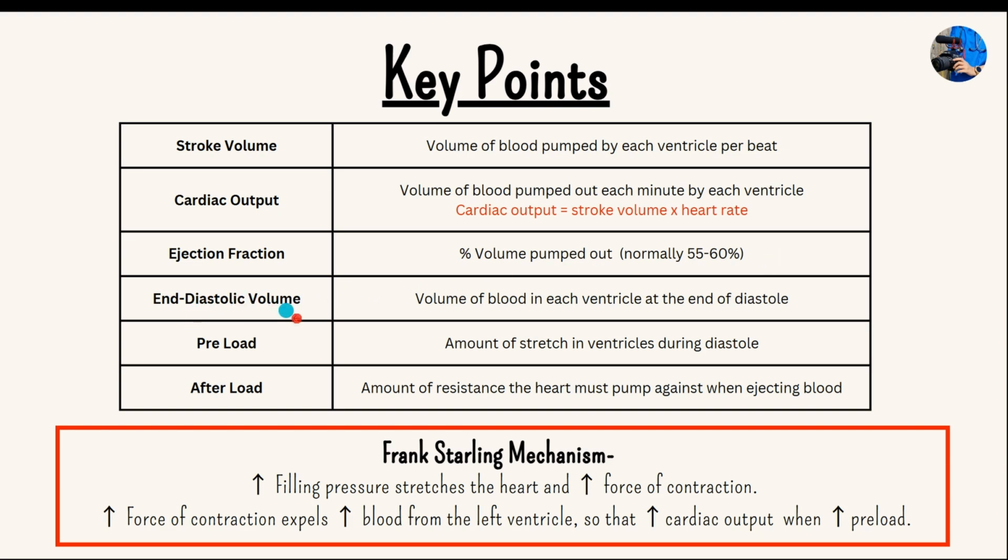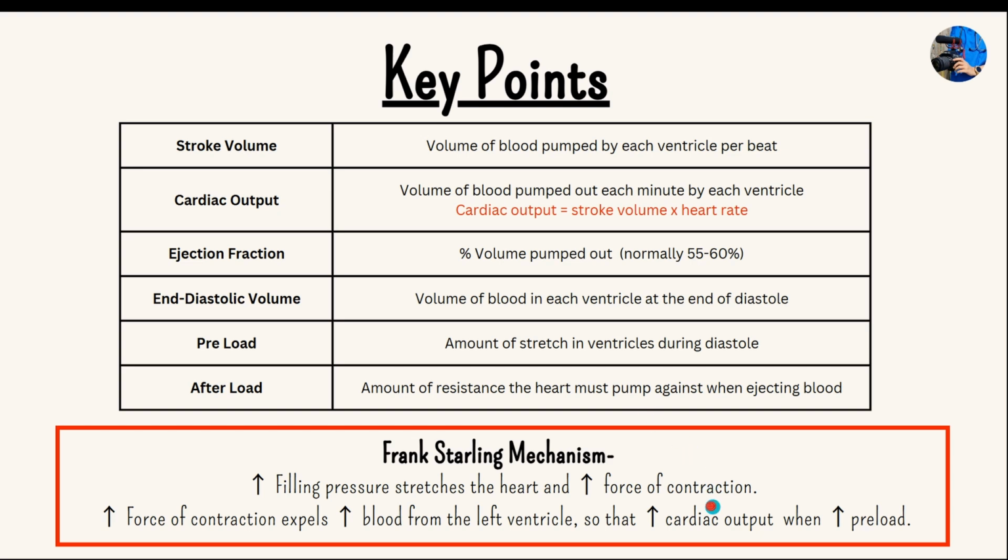Your end diastolic volume, well, that's quite easy because that's just the volume of blood in each ventricle at the end of diastole. Now, the concepts of preload and afterload, I could probably make a whole video on this, but really, I want you to think of these as forces in the heart. So your preload is the amount of stretch in the ventricles during diastole, and your afterload is the amount of resistance that the heart wants to pump against when it's ejecting blood.